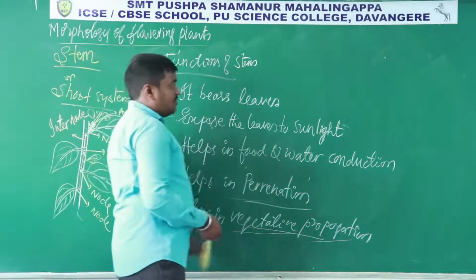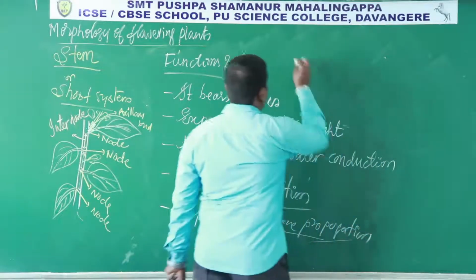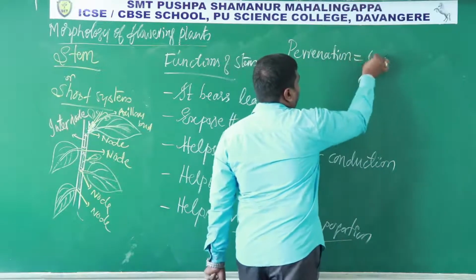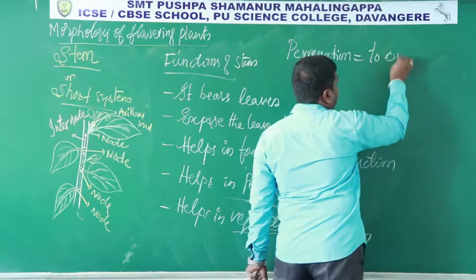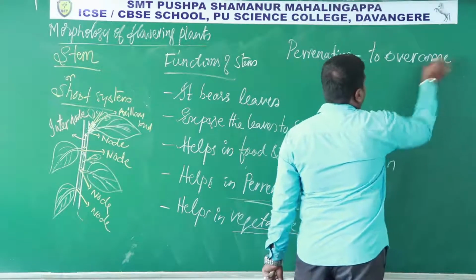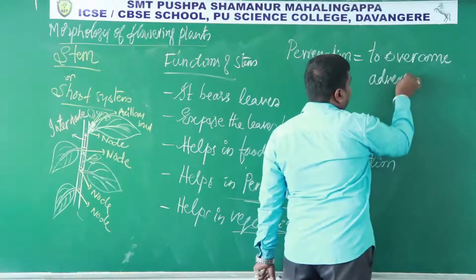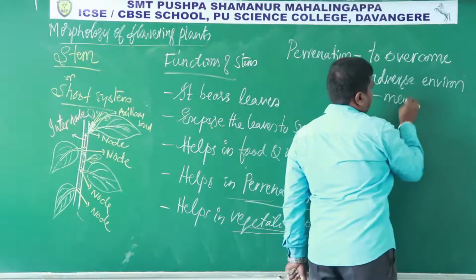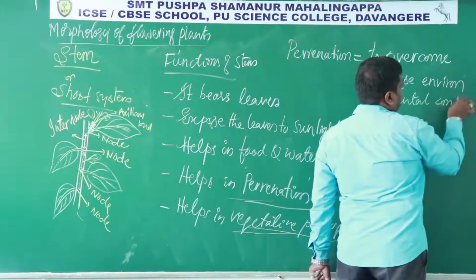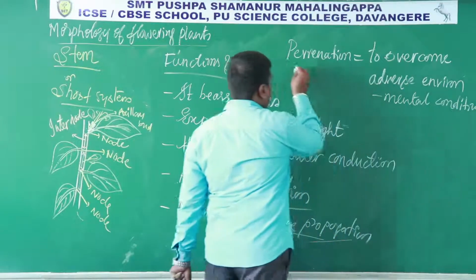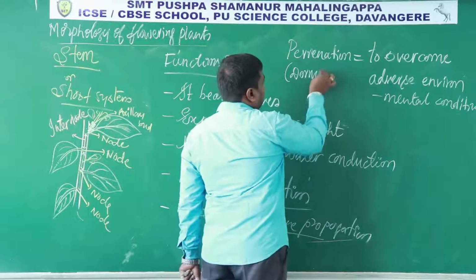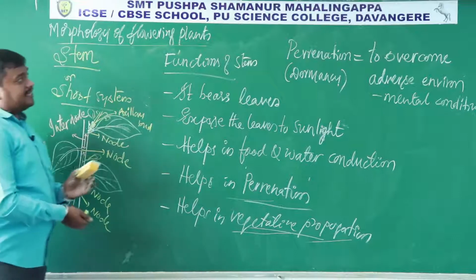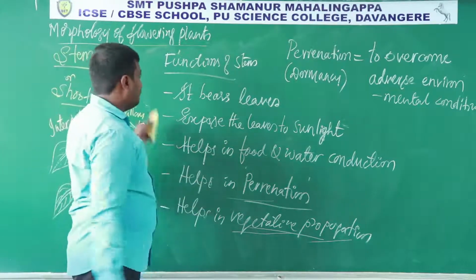Helps in perennation. So let's see what is that perennation. Perennation means to overcome adverse environmental condition. Okay, so a perennation organ is also called a dormant structure. We also call this dormancy. The stem has gone into dormancy. So what type of plants need this dormant stage, or undergo perennation?